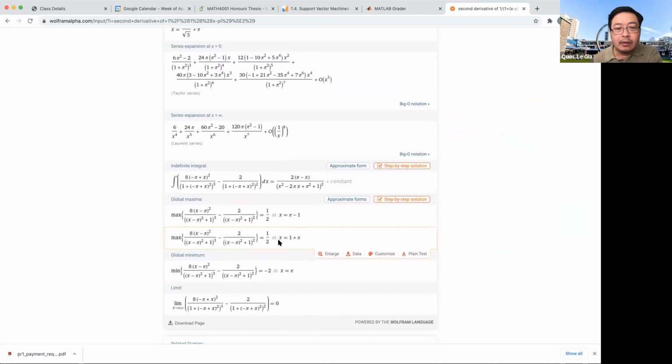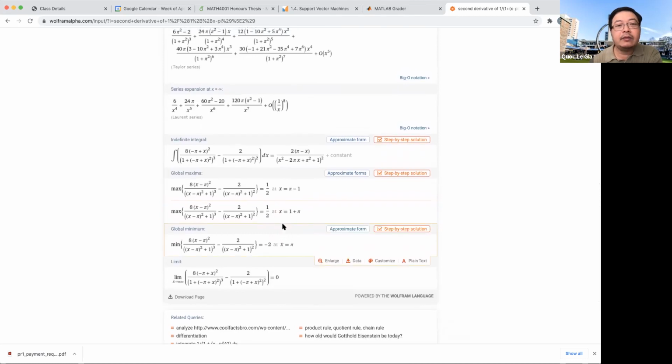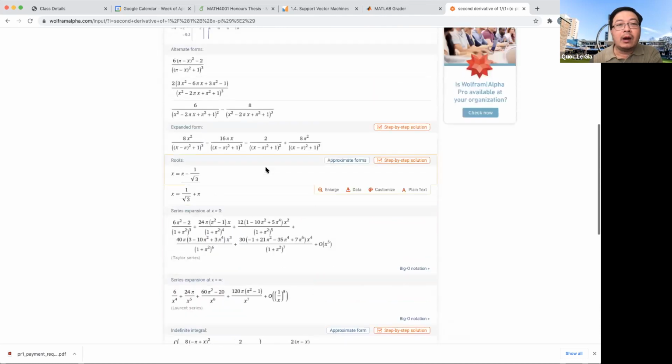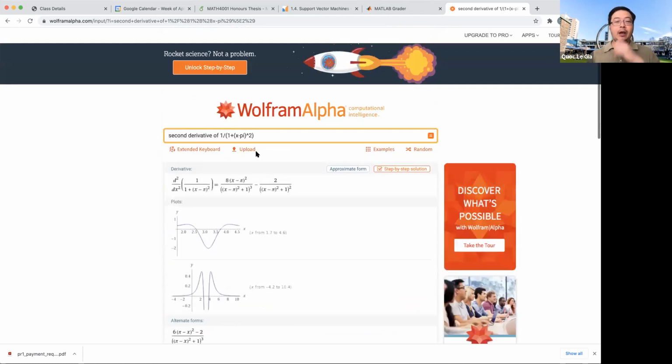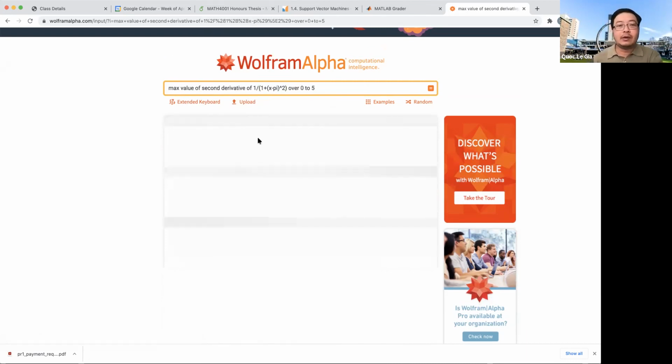And the global maximum. So the second derivative is just less than 0.5. Well, okay, so we need a local, yeah. So now suppose I take the max value of this one over 0 to 5. See what is the result.